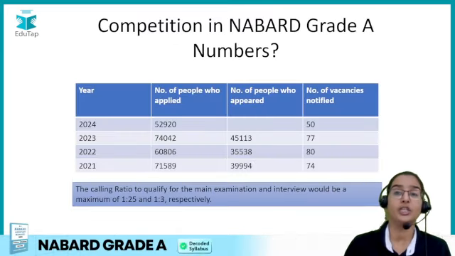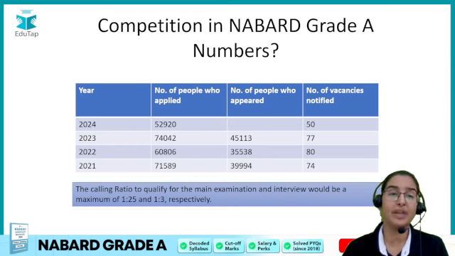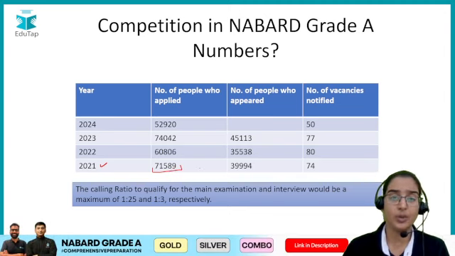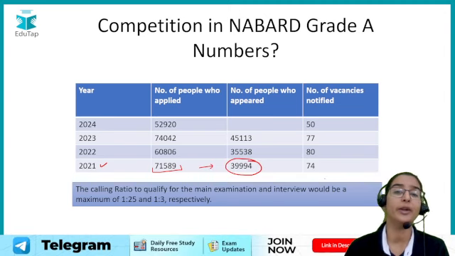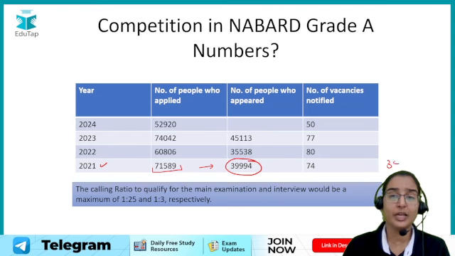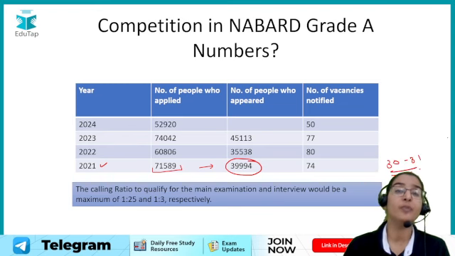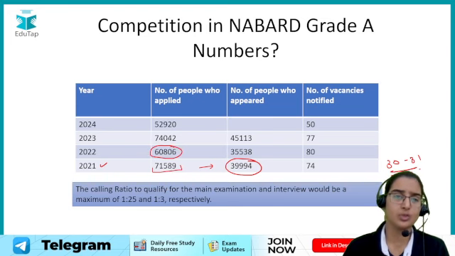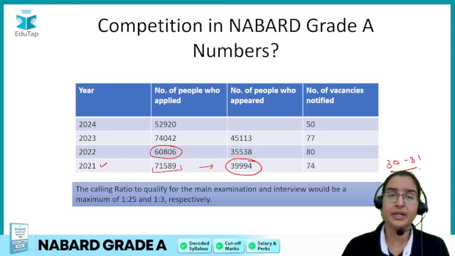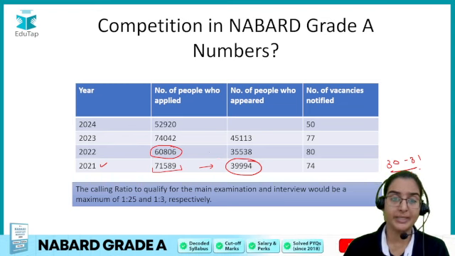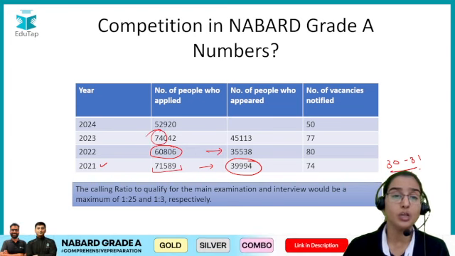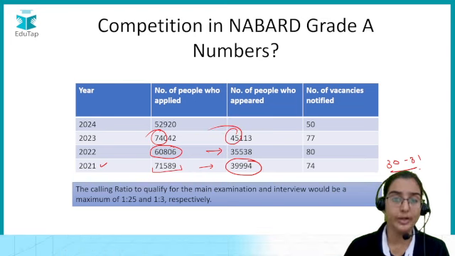Now comes the second question: how many people actually apply? For example, in 2021, approximately 71,600 people applied, but out of these 71,000 people, only 40,000 went to give the exam. Close to 30 to 31,000 people gave up even before they could appear in the phase 1 exam. Similarly, in 2022, close to 60,000, 61,000 people applied for the phase 1 exam, but only 35,000 appeared. Similarly, in 2023, 74,000 people applied, but only 45,000 went to give the exam.